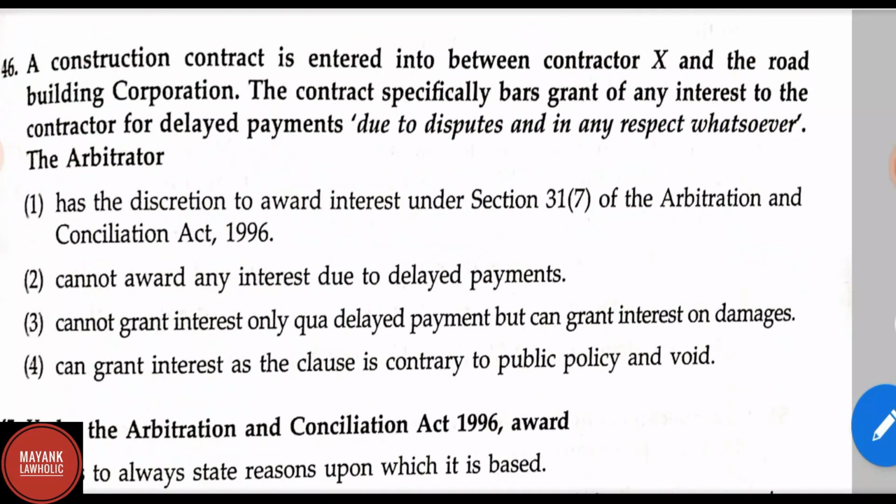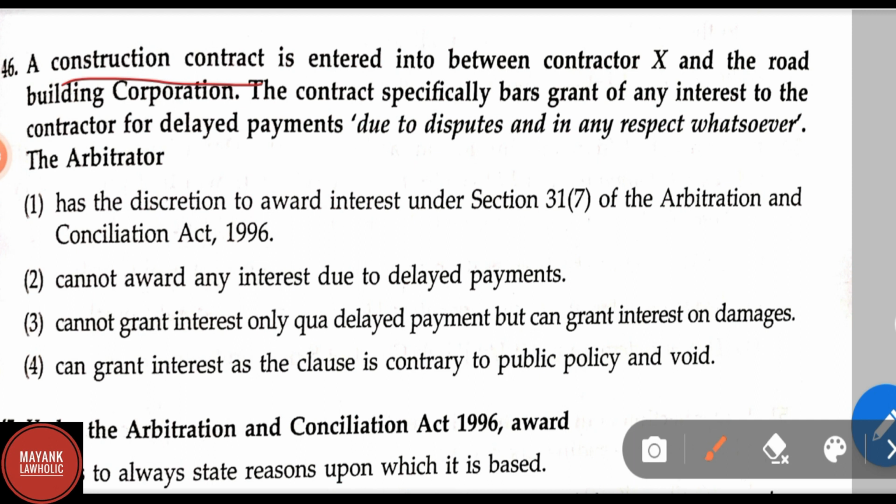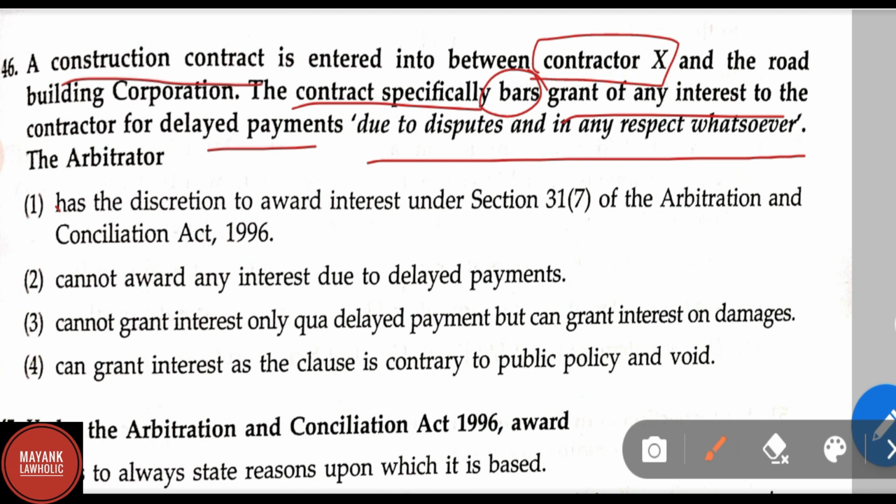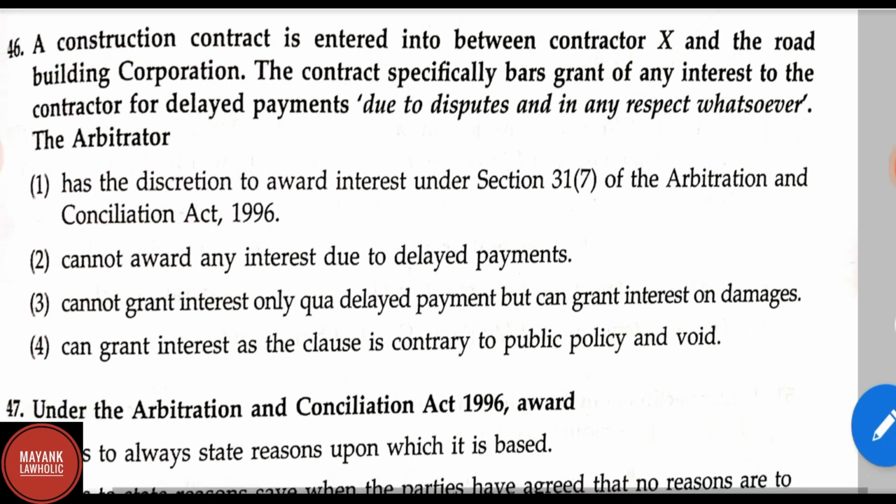Question number 46. A construction contract is entered into between contractor X and a road building corporation. The contract specifically bars grant of any interest to the contractor for delayed payments due to disputes and in any respect whatsoever. The arbitrator, option 1, has the discretion to award interest under section 31 clause 7 of the Arbitration and Conciliation Act 1996. Option 2, cannot award any interest due to delayed payments. Or option 3, cannot grant interest only qua delayed payments but can grant interest on damages. And option 4, can grant interest as the clause is contrary to the public policy and void. Here the correct answer is cannot award any interest due to delayed payments. Now let us see the question number 47.